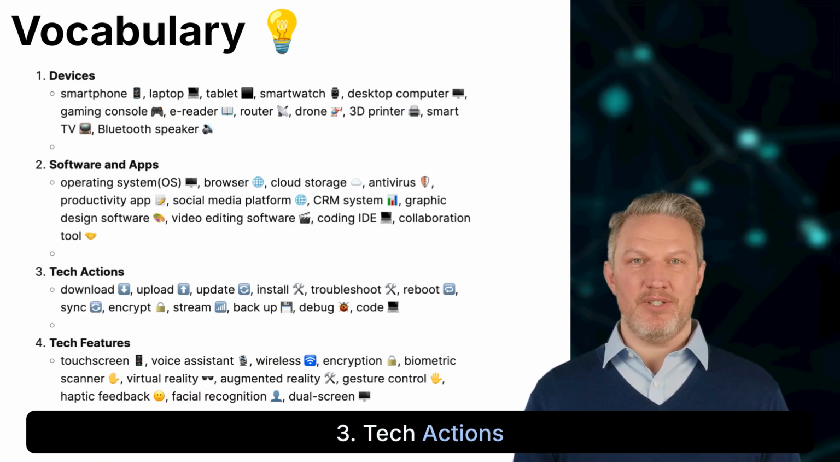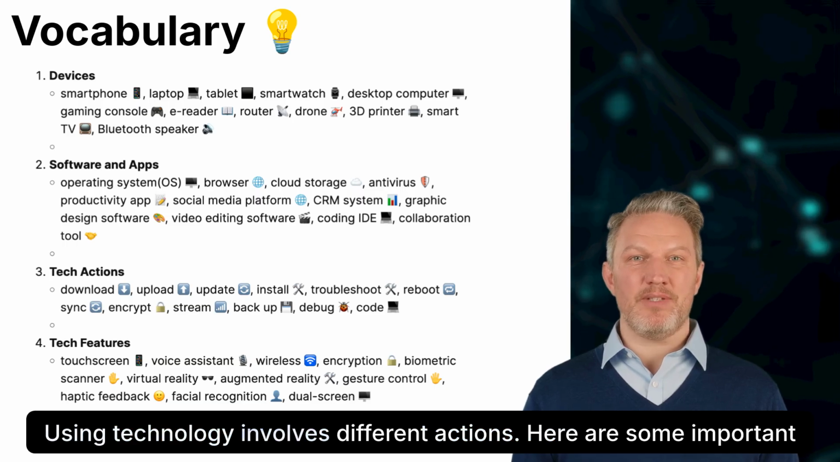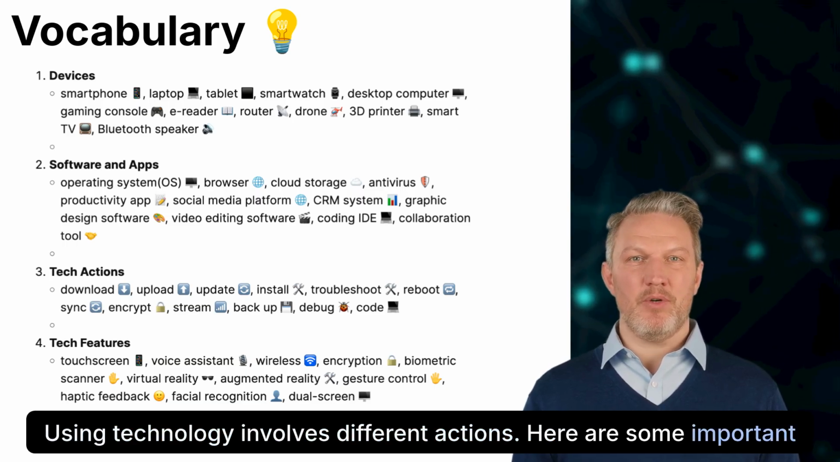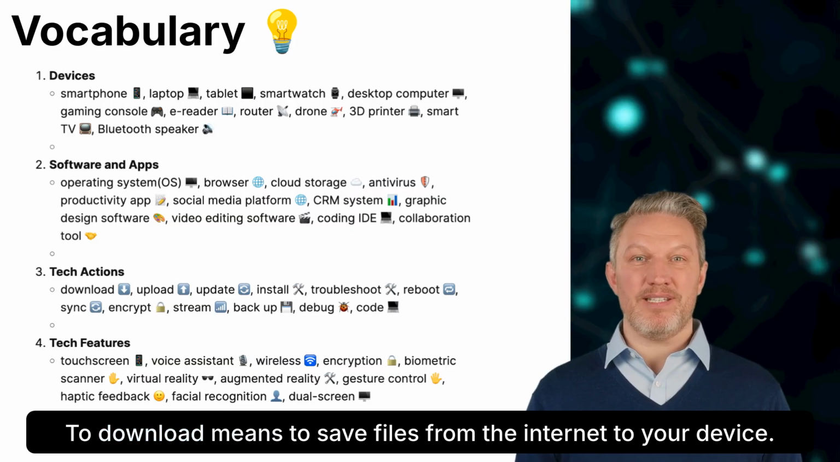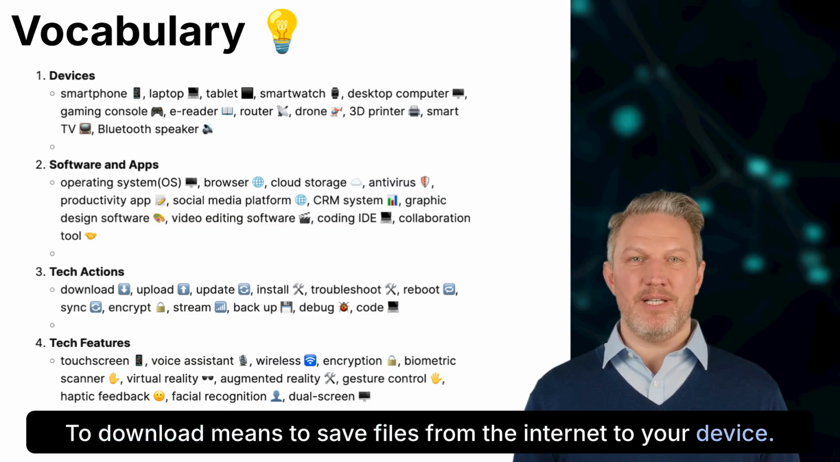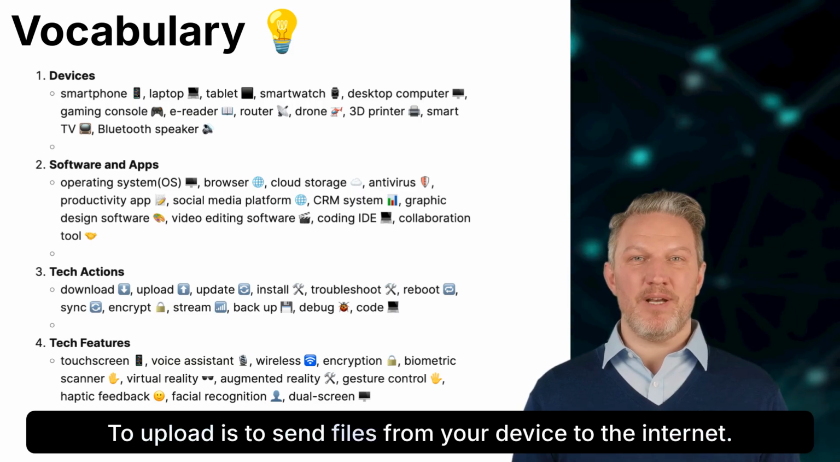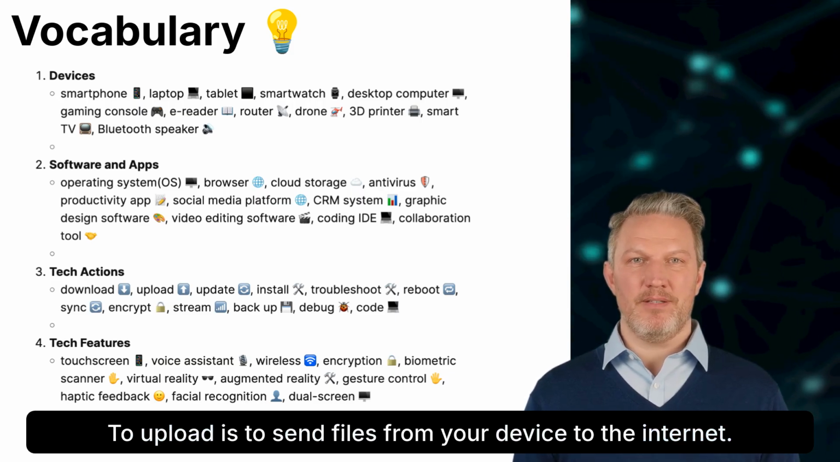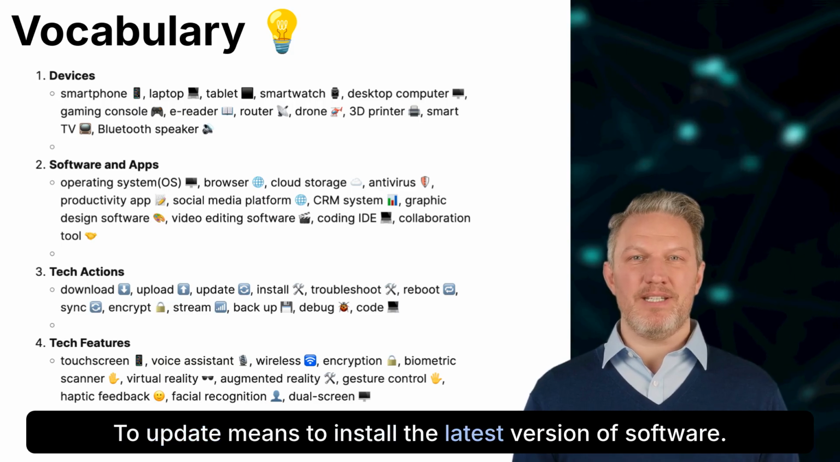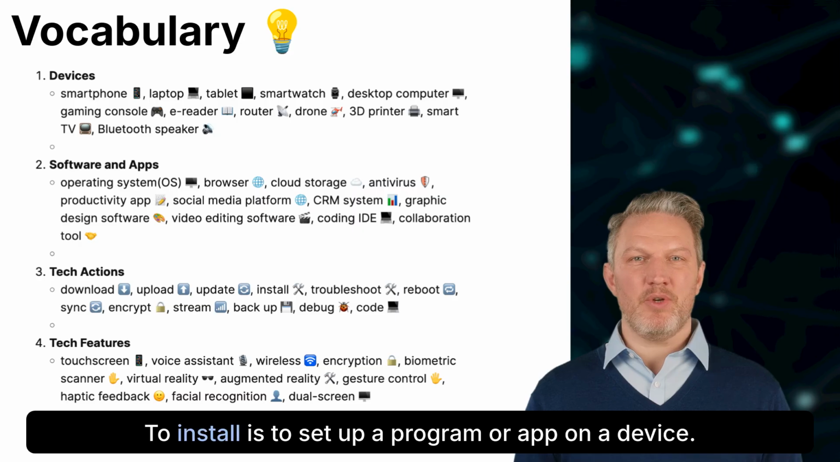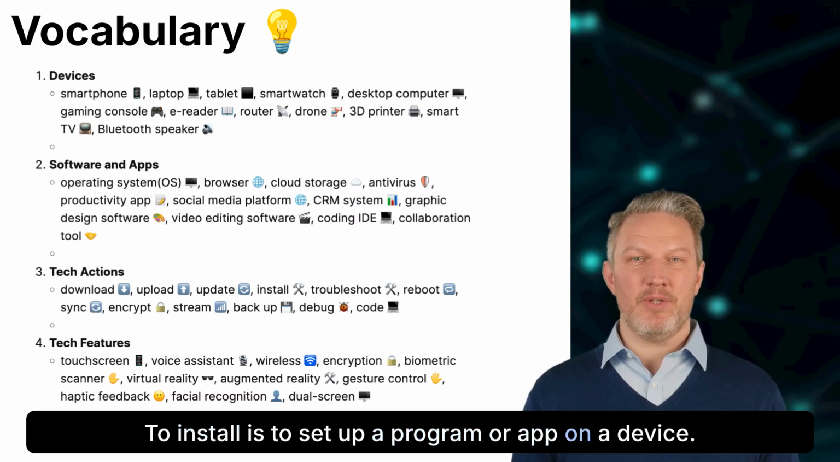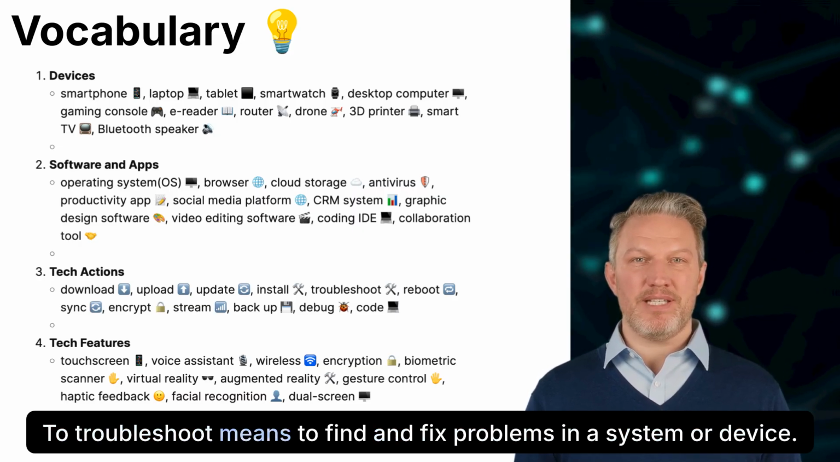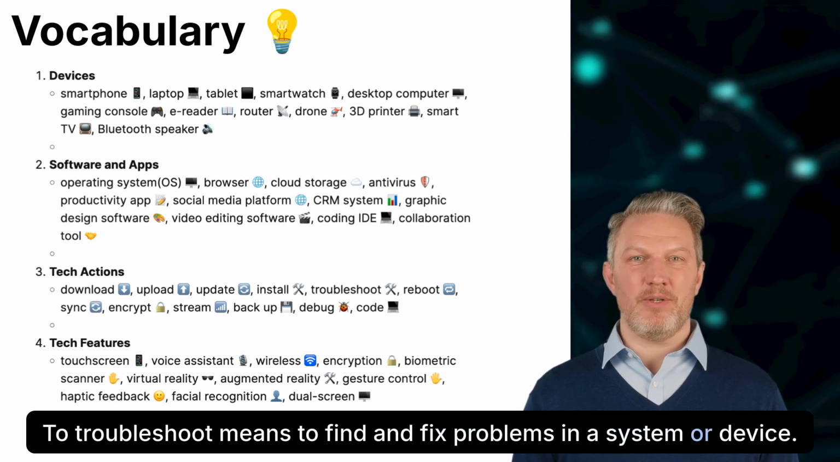3. Tech actions. Using technology involves different actions. Here are some important ones. To download means to save files from the internet to your device. To upload is to send files from your device to the internet. To update means to install the latest version of software. To install is to set up a program or app on a device. To troubleshoot means to find and fix problems in a system or device.